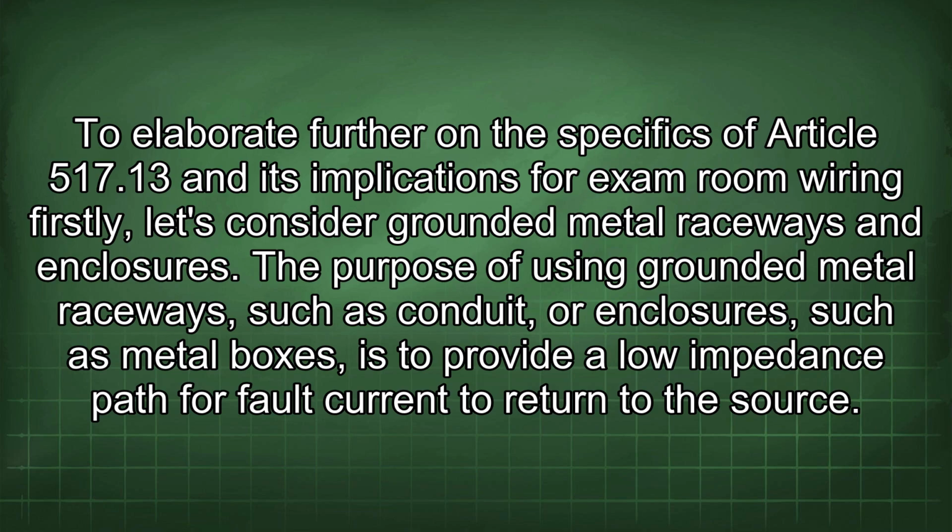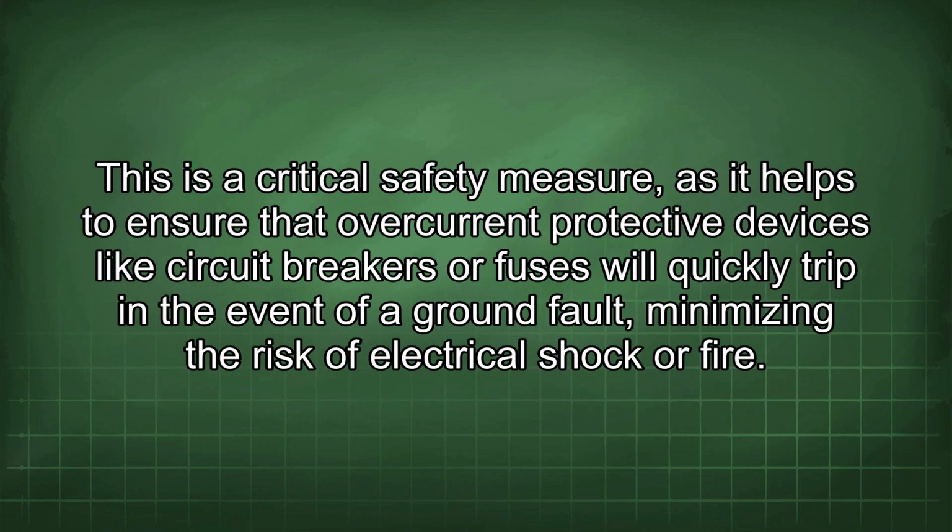517.13 and its implications for exam room wiring, firstly, let's consider grounded metal raceways and enclosures. The purpose of using grounded metal raceways, such as conduit, or enclosures, such as metal boxes, is to provide a low impedance path for fault current to return to the source. This is a critical safety measure, as it helps to ensure that overcurrent protective devices like circuit breakers or fuses will quickly trip in the event of a ground fault, minimizing the risk of electrical shock or fire.